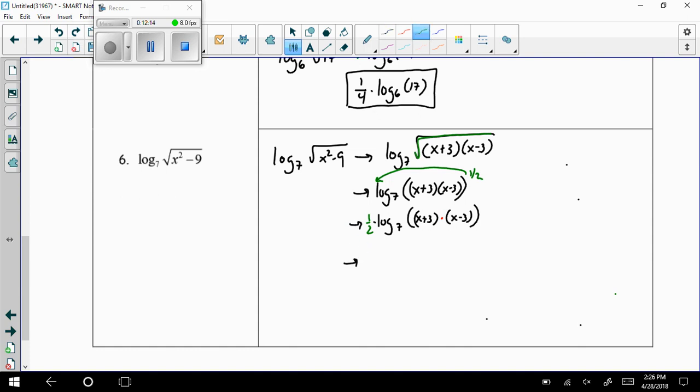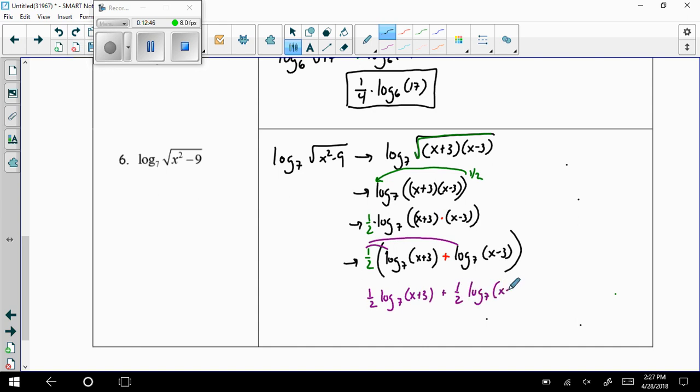the 1/2 is still all the way in the front, but we can split this up into two logarithms, log base 7 of x plus 3 plus log base 7 of x minus 3. I'm okay if you leave it there. If you really are feeling so inclined, you can distribute that 1/2 through, and we can write this as 1/2 log base 7 of x plus 3 plus 1/2 log base 7 of x minus 3. If you want to take that one step, you can, but both are okay.